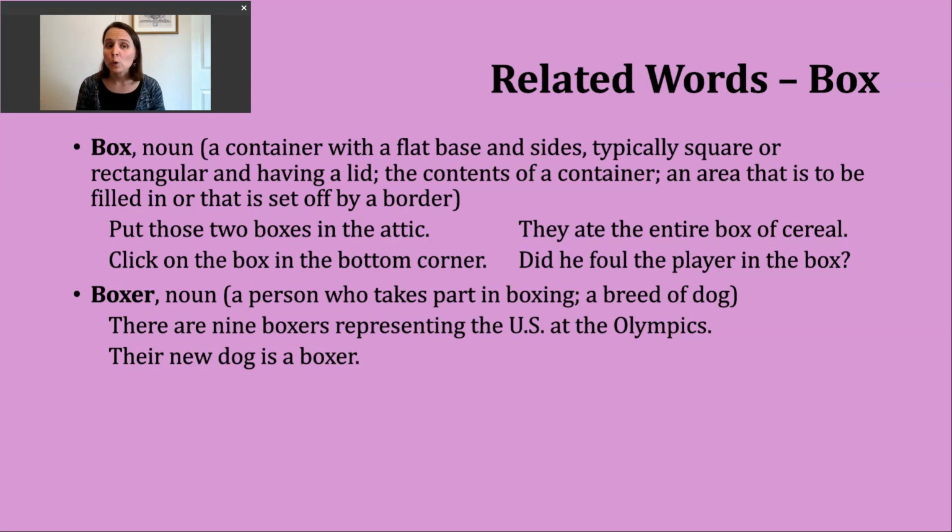I've got one more word for us to look at today. It's also a noun. It's boxer, right? So I hope you see that suffix er and are thinking, oh, that's a person who. And you're absolutely right. That's one way to use this noun, a person who takes part in the sport of boxing. So, an example of that word in a sentence, there are 9 boxers representing the US at the Olympics.